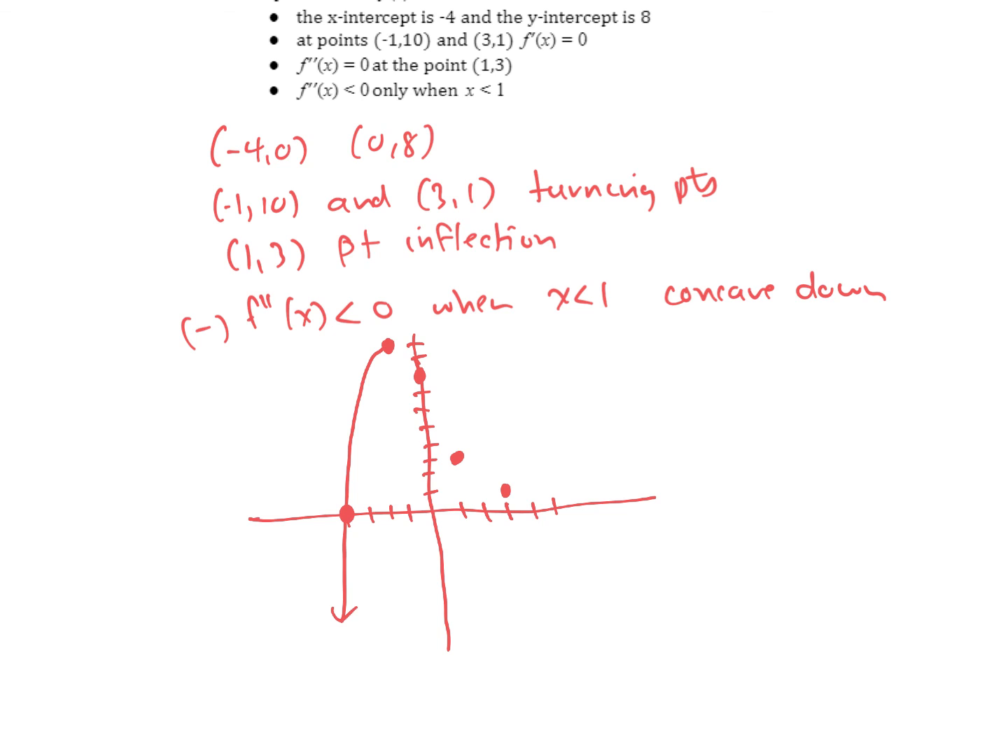So I pass through the x-intercept, the turning point at (-1, 10), continue to be concave down, pass through 8, and continue to be concave down. At (1, 3), the concavity is going to change because that is a point of inflection, so it's going to be concave up. And then at (3, 1), that's a turning point, so it's going to continue to be concave up after that. So I probably want to put in these labels: local min at (3, 1), local max at (-1, 10), x-intercept at (-4, 0), y-intercept, and then my point of inflection at (1, 3). And then we have the finished graph.